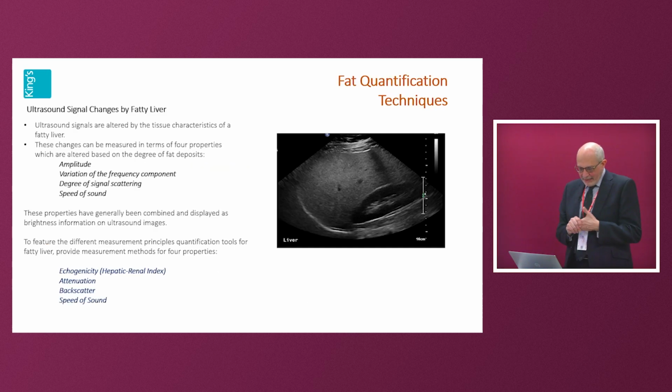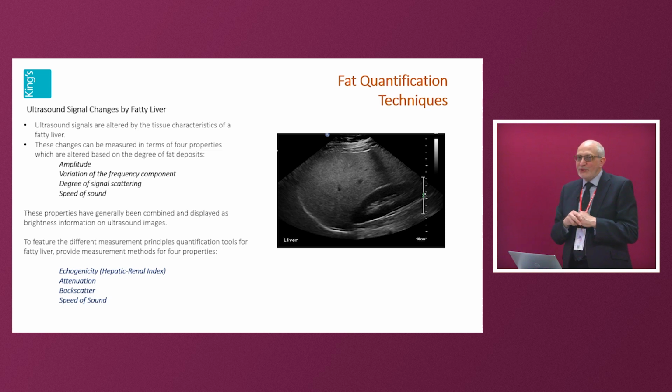When an ultrasound beam goes through the liver, it does many things. The amplitude, the variation of the frequency, the degree of scatter, and the speed of sound all influence this. The brighter your liver, the more attenuating it is, so the beam doesn't go through. And the backscatter from it changes as well, and the speed at which sound travels through the liver also alters. So all of these parameters can be used to quantify fat.